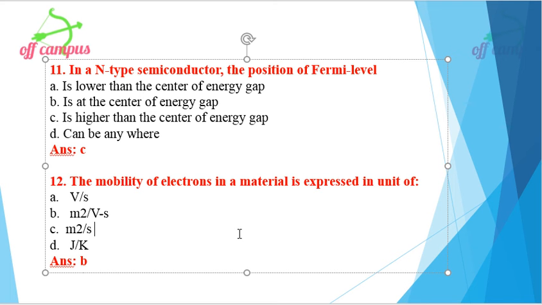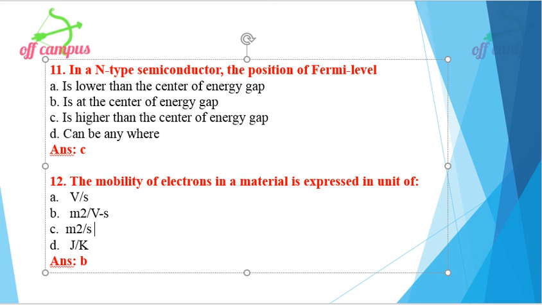E equal to V by D. So V equal to voltage, D is a distance. In the denominator, what is the unit? Voltage per second. Numerator, meter per second. So by solving, what will we get? Meter square per voltage second. Option B: mobility of electron in a material is expressed in unit of meter square per voltage into second.